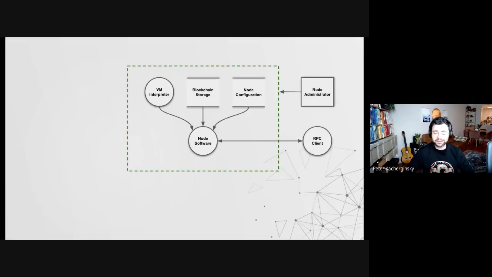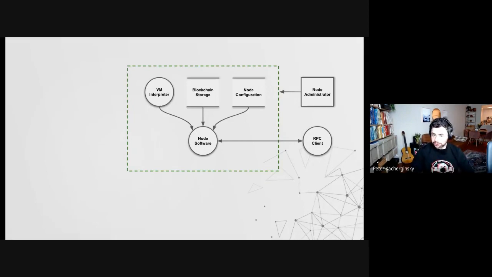Now, let's add some more components to that. In order for a node to be useful, it needs to have some kind of management interface. And most nodes implement some kind of RPC network client. So we have to think about the threats coming from that. Who can access this thing? What is it that you can do?